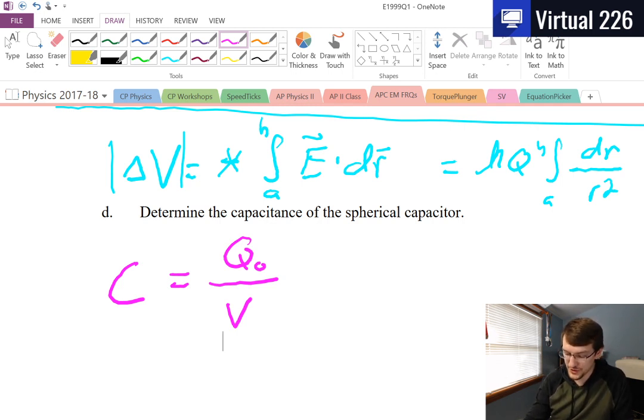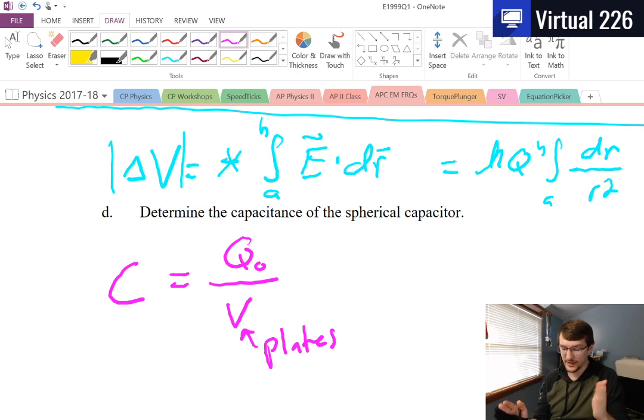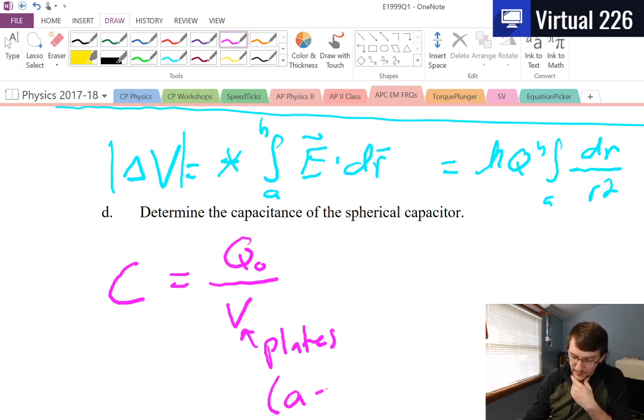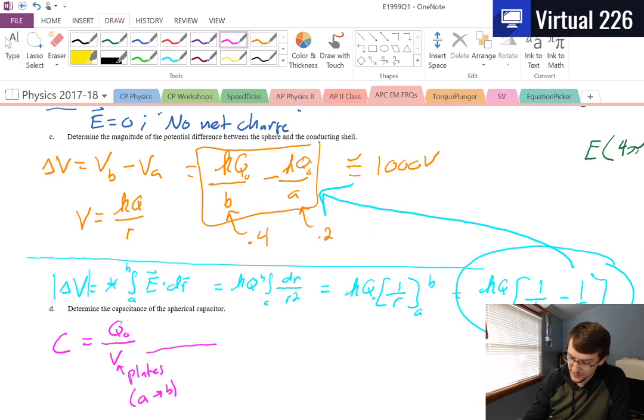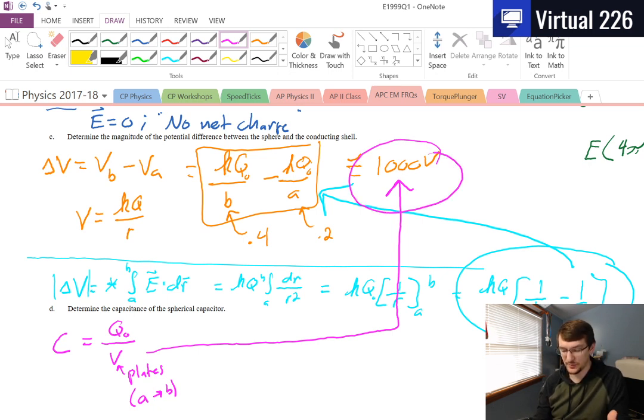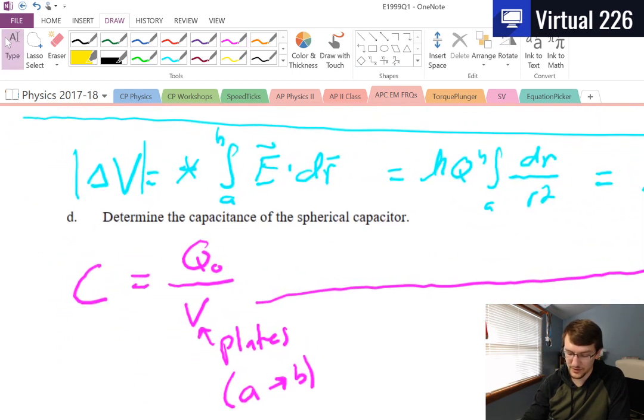Remember, this voltage, it's between the plates. Okay? Normally for a parallel plate, that's easier to identify. For our plates here, that's going from the inner region A to the inner region B. So this voltage we have here is the 1,000 volts that we just found right up here. Okay? Some people want to put the negative 2,000 before in the problem, but that's not true. We're looking for the potential difference between the plates, and that's the value we just found in part C.